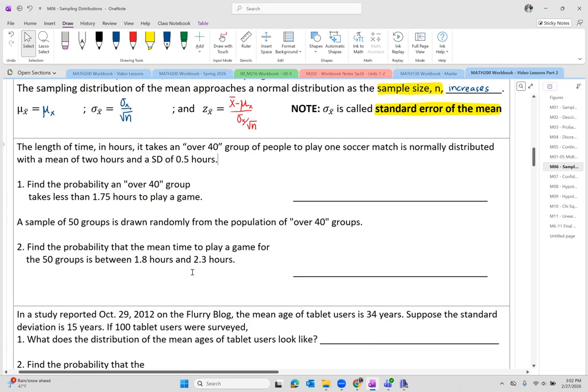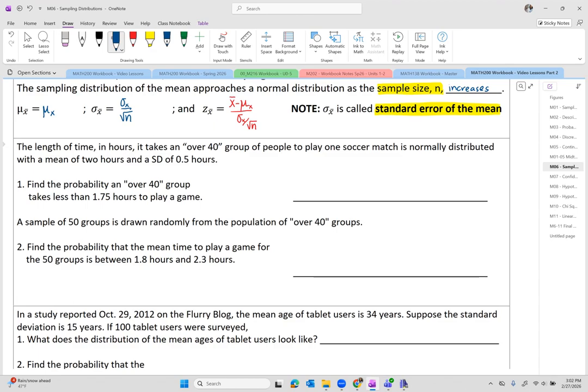So first we have the length of time in hours it takes an over 40 group of people to play one soccer match. This is normally distributed with a mean of 2 hours and a standard deviation of 0.5 hours.